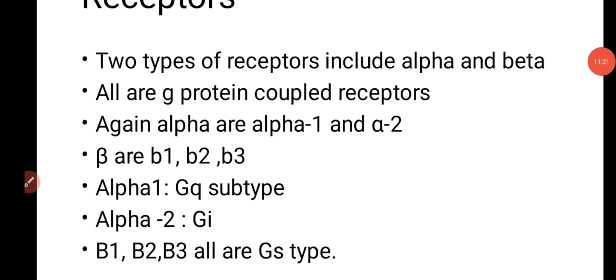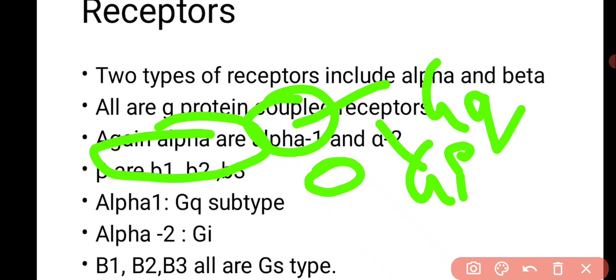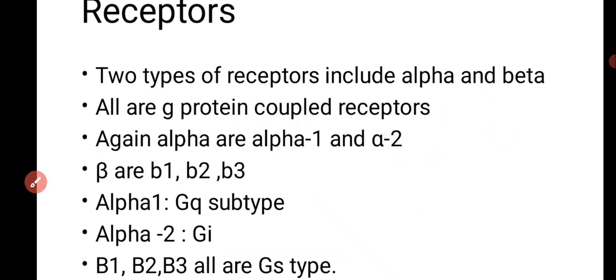Alpha 2 receptors are the Gi subtype, whereas beta 1, beta 2, beta 3 are all the Gs subtype. We will clearly discuss what kind of receptors those are, what the transducer mechanisms are, where these receptors are present, what the pharmacological actions are, and the selective agonists and selective antagonists. Coming to the next slide.